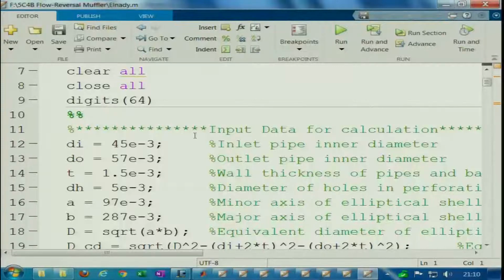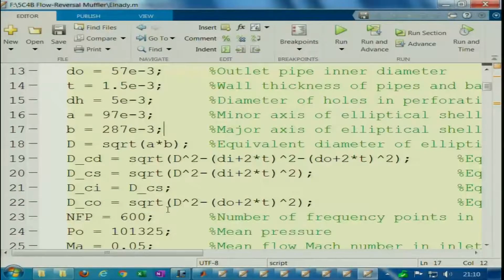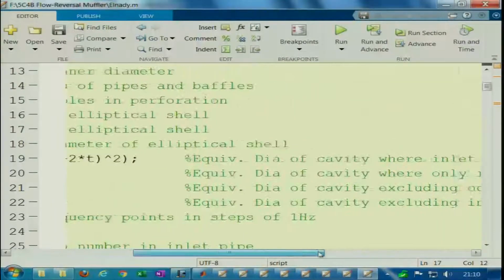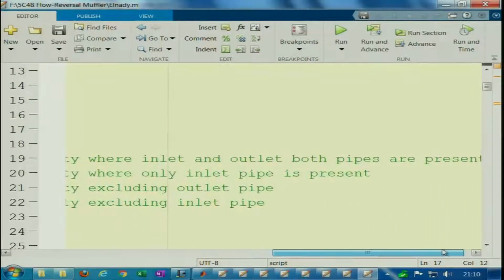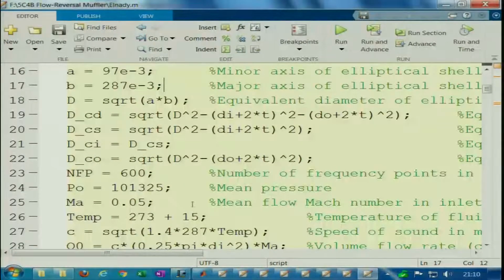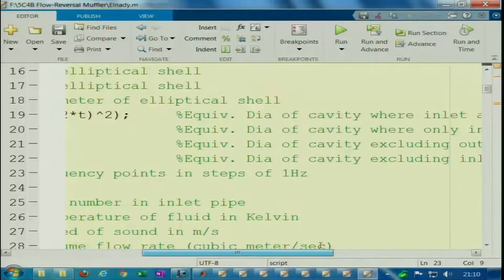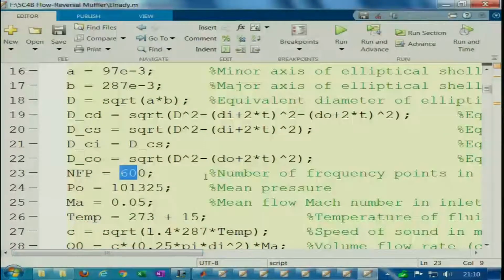I have the code. So, this is the code, with the inlet and outlet pipe diameters, and this is the major and minor axis of the shell, the equivalent diameter, and then there are a number of things like the equivalent diameter of the cavity where the inlet and outlet pipes are both present. There are a number of such sections, so these are some of the terminologies. 600 is the number of frequency points in the range from 1 to 600 hertz. So, we are dividing it into 1 hertz steps, and everything else is the same.